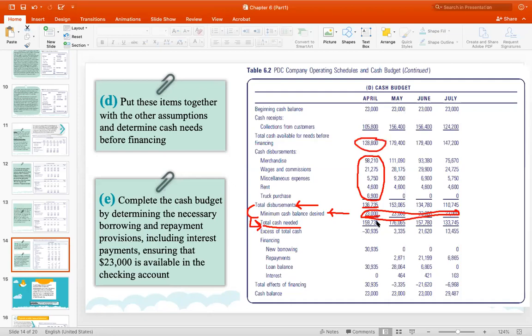We clearly see here that we are short of cash. We have a cash shortage, because the cash available is equal to $128,800, while we need $159,735. So the difference between these two will represent the cash needed.